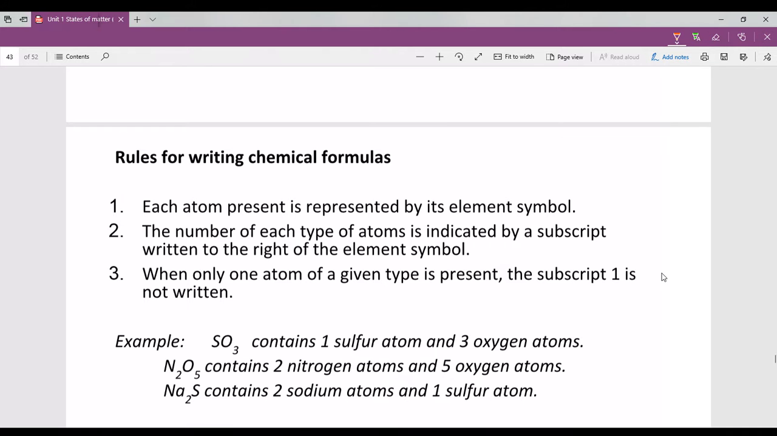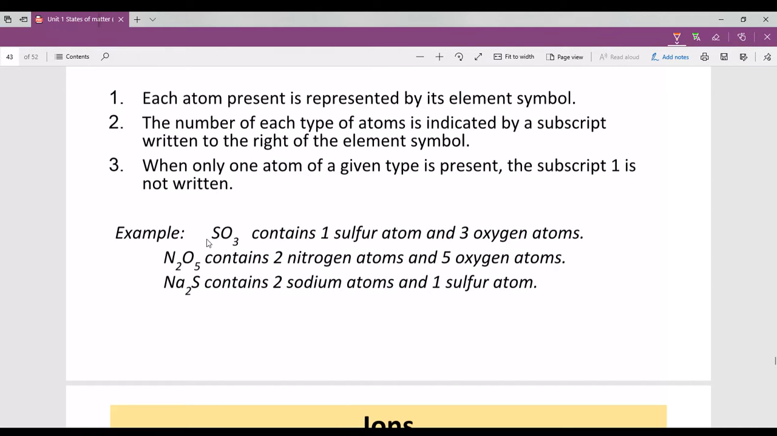Okay, so when you write a formula, each atom is represented by its element symbol. So that means you have your periodic table with you. The number of each atom are indicated by subscript, writing on lower right hand corner. And if only one atom is present, you don't have to write one. Okay, for example, like this. Okay, SO3. Okay, so it contains one sulfur atom and 3 oxygen atoms.